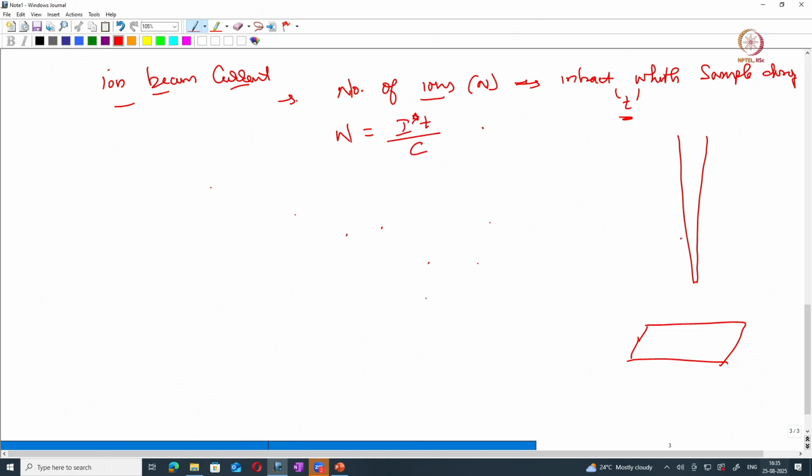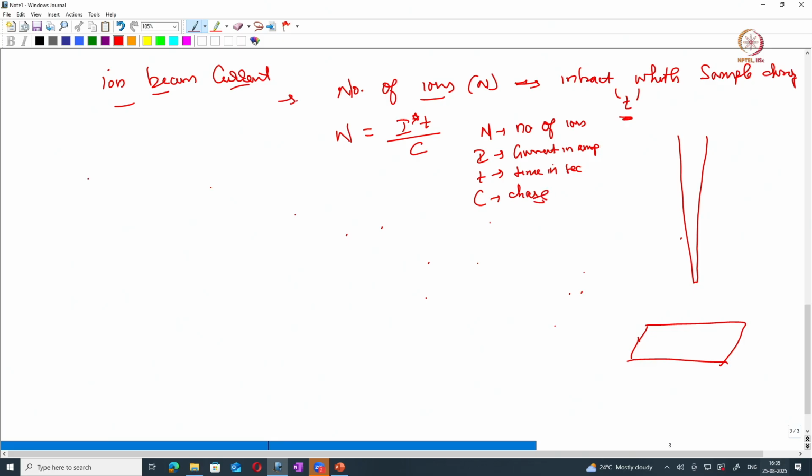Here n is the number of ions, I is the current in amperes, t is the time in seconds, and c is the charge. Correct. So this is the ion beam current.